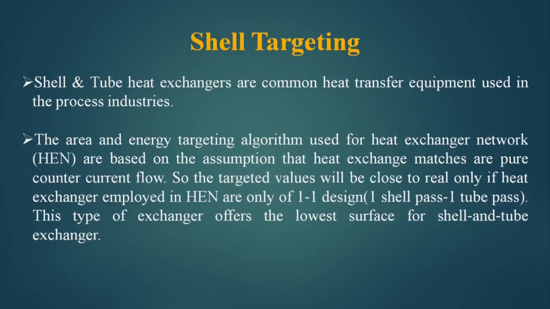If we question this, we will find that in most cases, shell and tube heat exchangers are the common heat transfer equipment used in a process industry or in a HEN. The area and energy targeting algorithms used for heat exchanger networks are based on the assumption that heat exchange matches are pure counter current flow. So, the targeted values will be close to the real ones only if the heat exchangers employed in the HEN are 1-1, that means one shell pass and one tube pass design. If we use such heat exchangers in the HEN, then it will offer the lowest surface for the heat exchanger network.